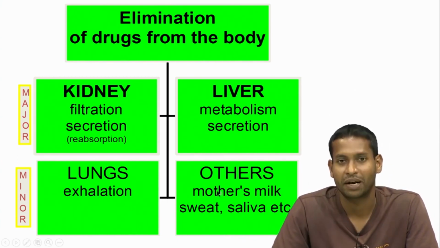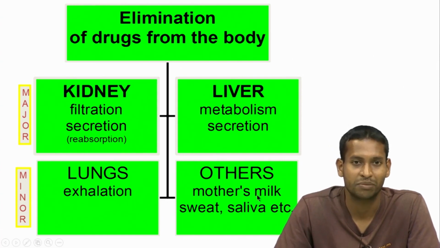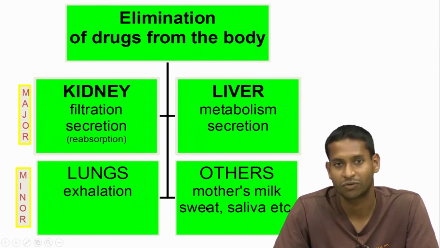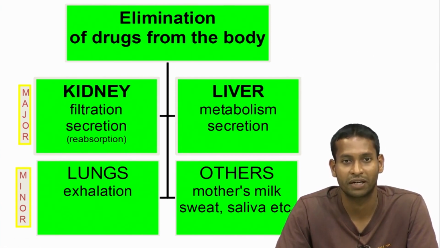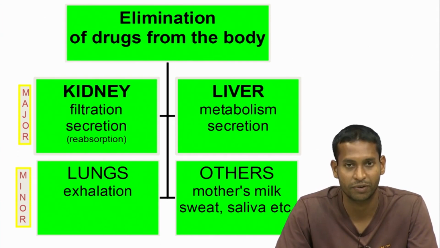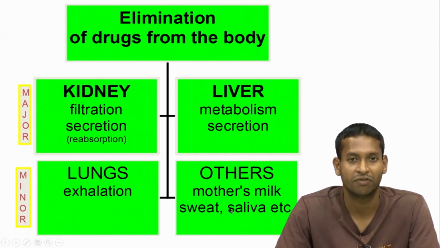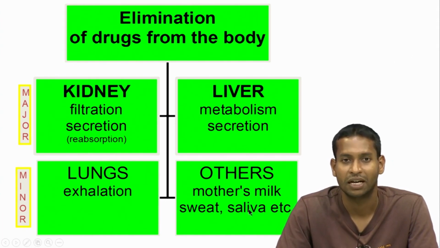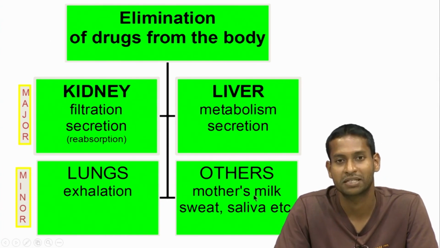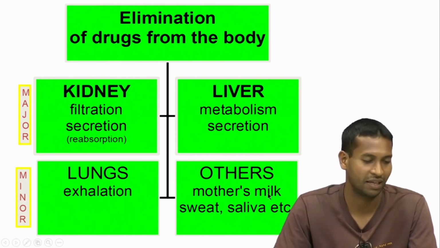And then there are some very minor mechanisms, which could include sweating. We eliminate lots and lots of ions and water when we are doing some physical activity or when we are sweating. Saliva is another way that we eliminate a few of the enzymes as well as some of the drugs, and of course, with very minor contribution in many different circumstances, mother's milk and things like that.